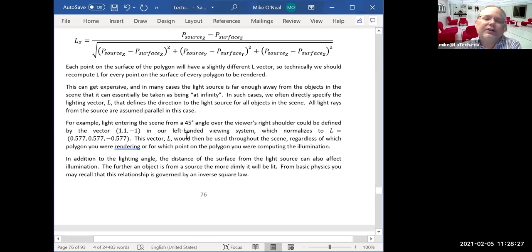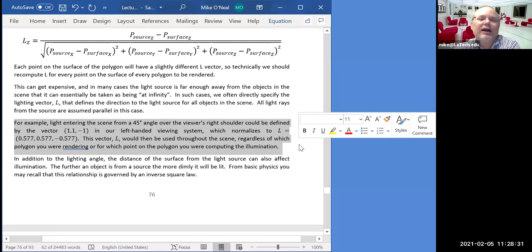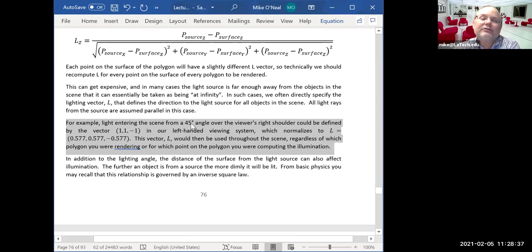And so here, a lot of times I will say something like, the light is entering the scene from a 45-degree angle over the viewer's right shoulder. In fact, this is the description of the lighting environment in assignment 4. And that is modeled by 1, 1, minus 1. You go over 1 in x, up 1 in y, and then towards you 1 unit. And so that'll give you light that's coming in.